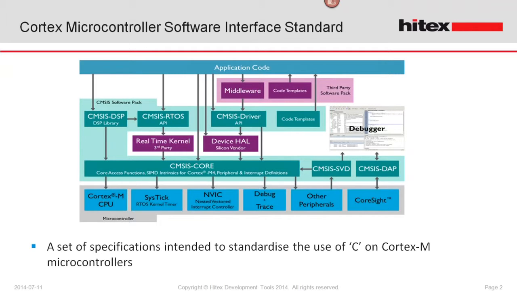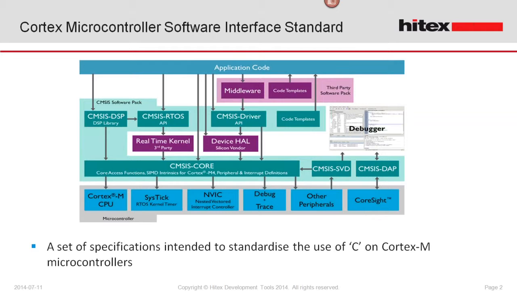When the Cortex-M processor was first launched in about 2006, ARM also started working with a number of their partners, so silicon vendors and also tools vendors, to define a set of standards that would make C code portable between different development tools and to a certain extent between different microcontrollers. So this is called CMSIS, the Cortex Microcontroller Software Interface Standard.